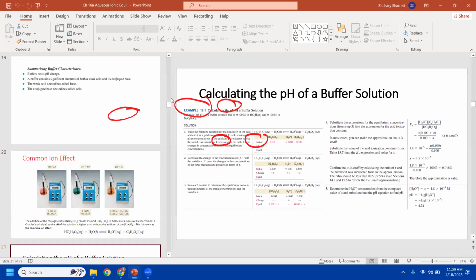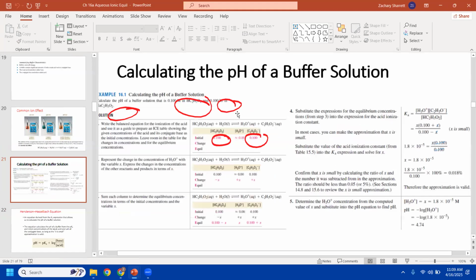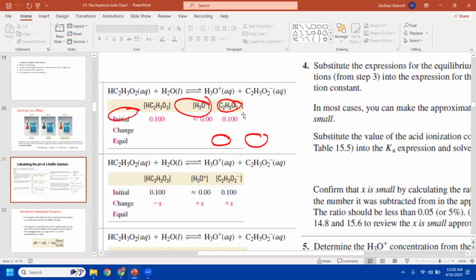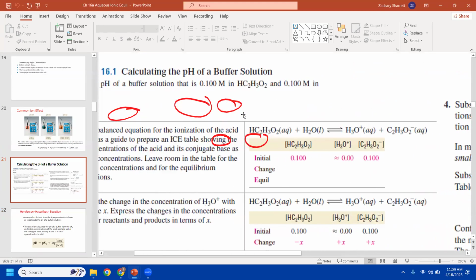Okay, let me go the other way. Let's get it smaller for you, okay? So the 0.1 right there, look at what we start with. A buffer contains 0.1 molar acetic acid. 0.1 we put right there. And 0.1 molar in NaC2H3O2. What is NaC2H3O2? What's another way we can think of that?